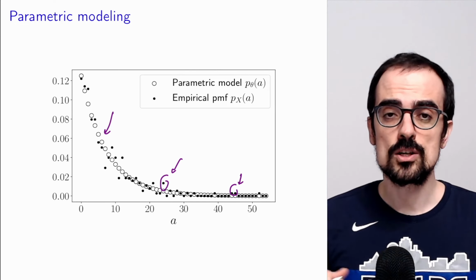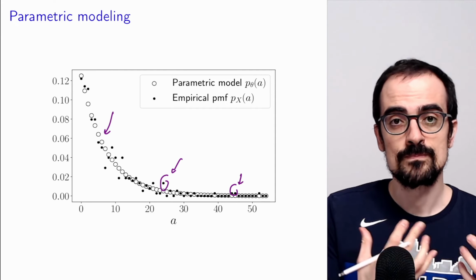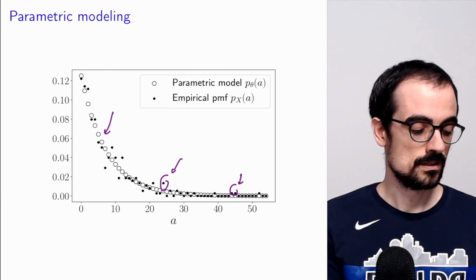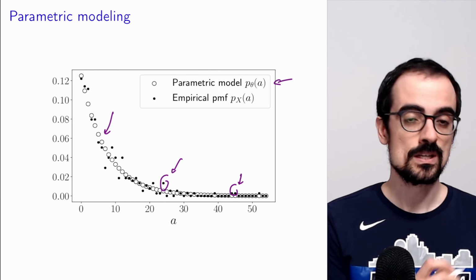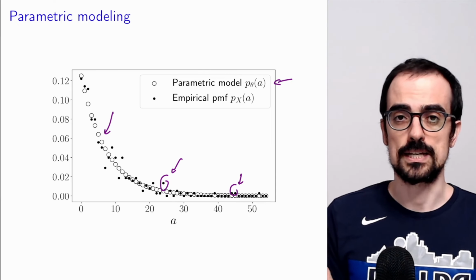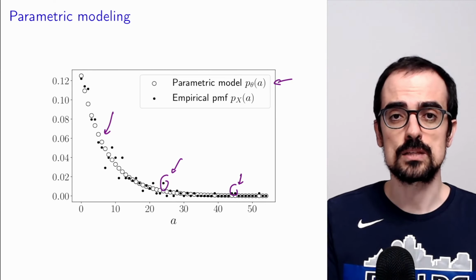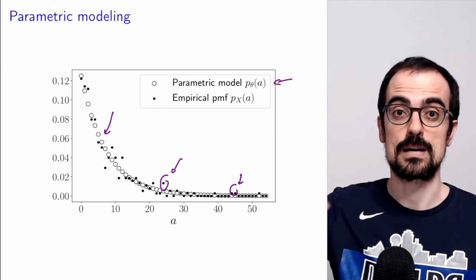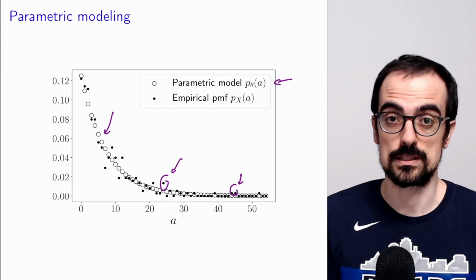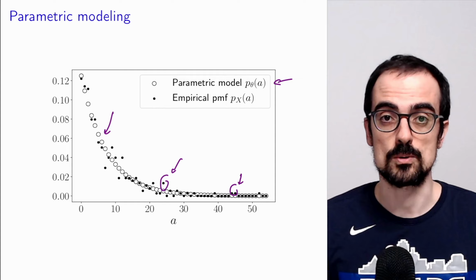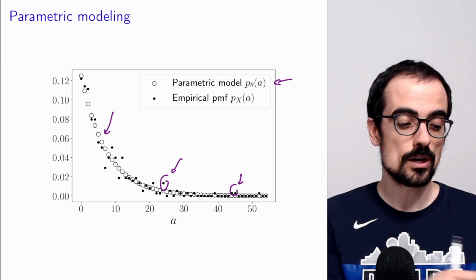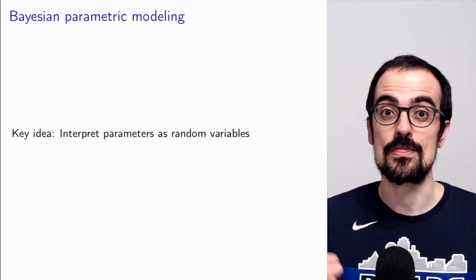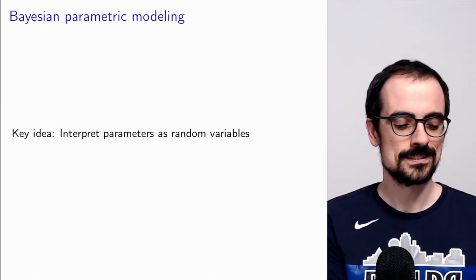Now, in this video, we're going to talk about parametric models where we take a Bayesian viewpoint. Here, when we were fitting this parametric model to our data, essentially what we said is the parameter within the parametric model is a constant that we need to estimate so that the fit of the parametric model to the data is as good as possible. And the way we did that was through maximum likelihood. In the Bayesian framework, we take a different viewpoint where we interpret that parameter as a random variable. We're going to see how this works.